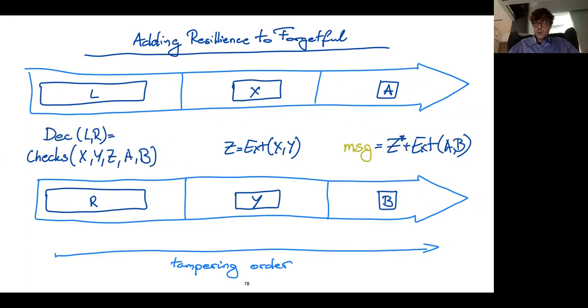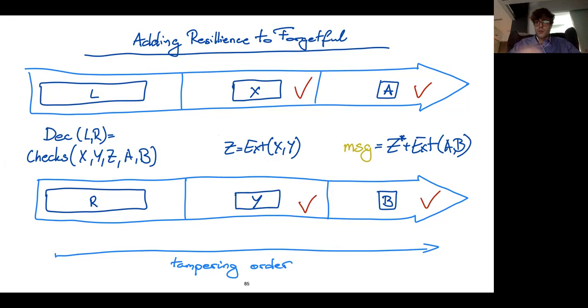Now let's look again at the construction. If I say forget X, then I forgot the extraction output. Then I forgot Z, I don't know what's Z star, and I lost the message. That's good. The same with Y. What if I forget B? Well, then I forgot the extraction of A and B, I forgot the message. That's cool. So if I forget any of X, Y, A, and B, I'm done.